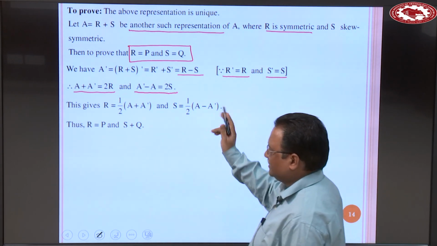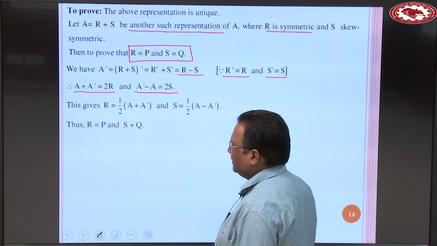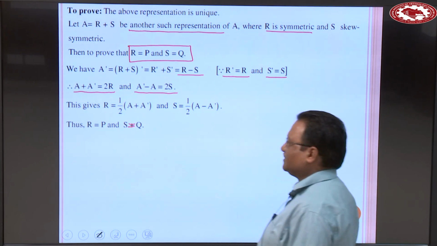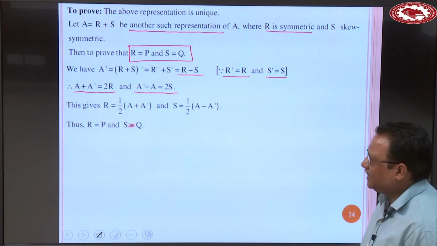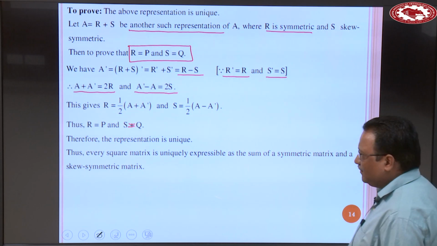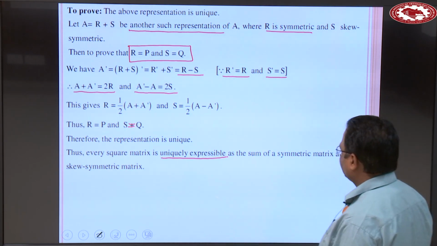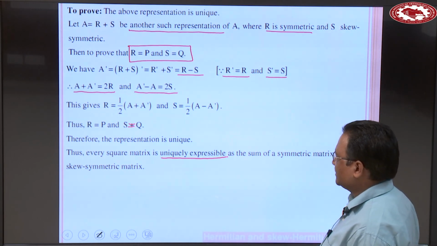And this one is P and this one is Q. So, R is equal to P and S is equal to Q. So, this means that that representation is unique. So, every square matrix is uniquely expressible as the sum of a symmetric matrix and a skew symmetric matrix. This completes the proof.